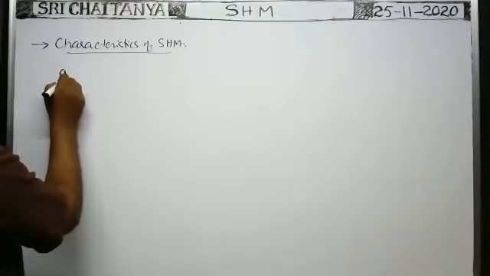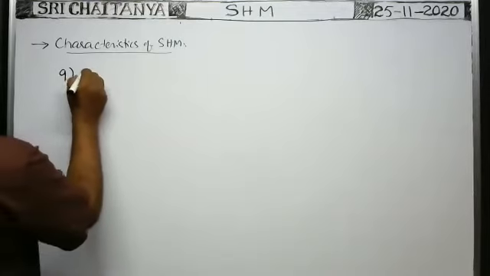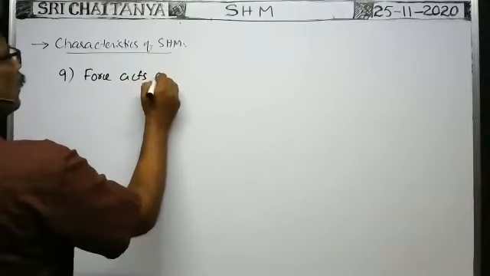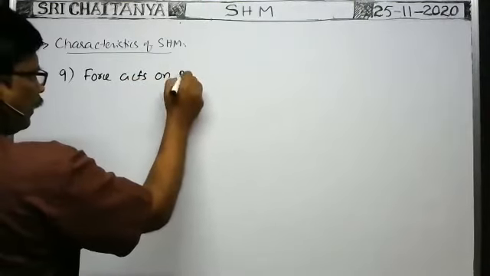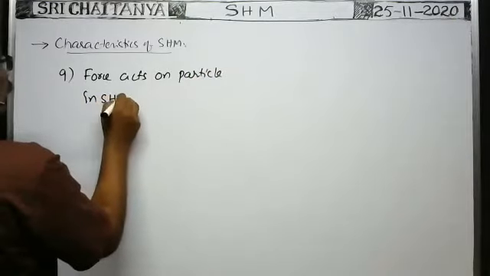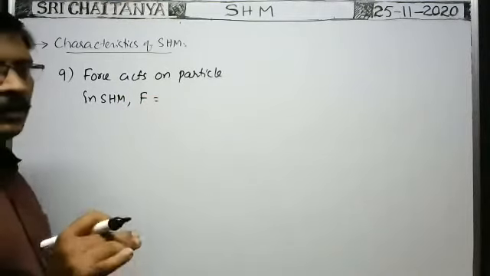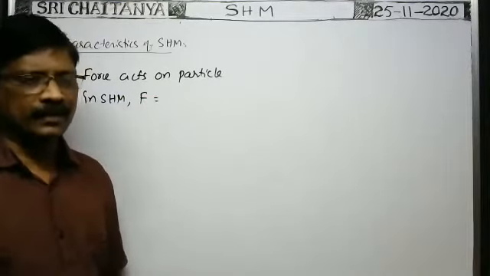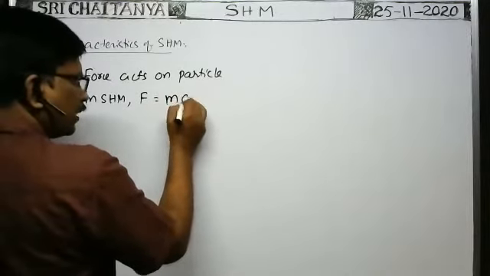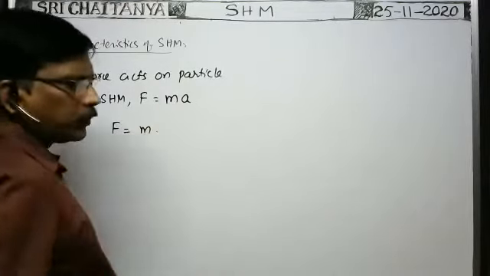Next, the ninth one: the force acting on the particle in SHM. F is equal to the mass of the particle in SHM. The particle which executes simple harmonic motion is called a simple harmonic oscillator. The mass of the particle is m, into the acceleration of the particle in SHM. So F is equal to m into acceleration of the particle.